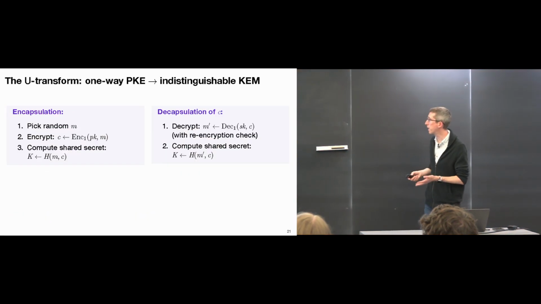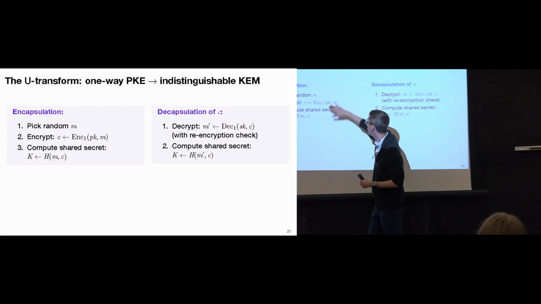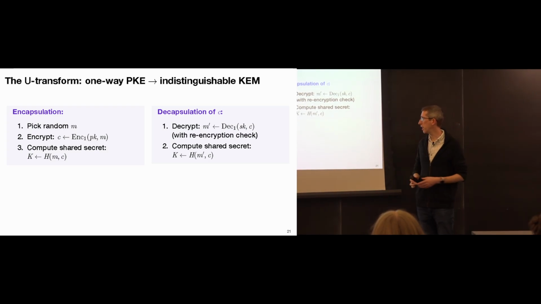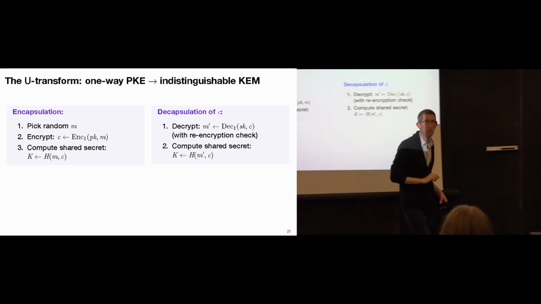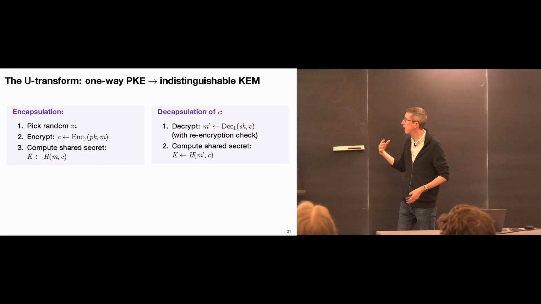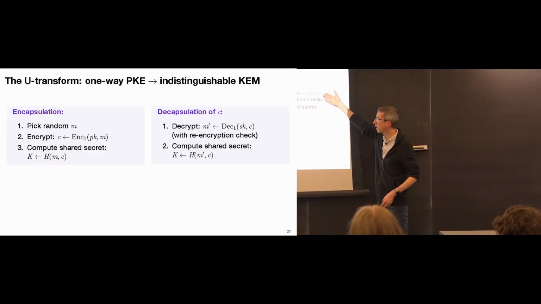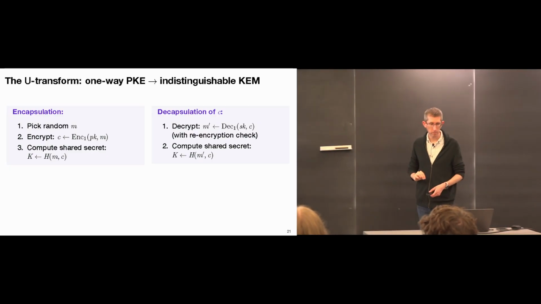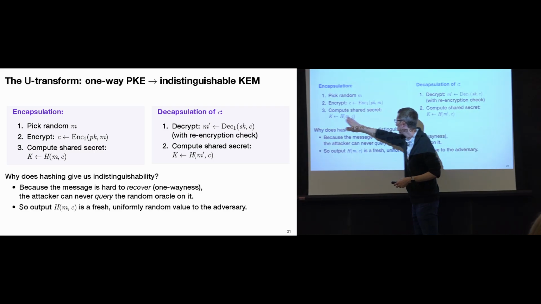So here's the U transform that does that. It's going to be built off of a deterministic public key encryption scheme. It will pick a random message, encrypt that message deterministically, and then its task is to output a shared secret, which it will compute by hashing together the random message and the derived ciphertext. And the recipient who's decapsulating can do an analogous process. They decrypt, and this decryption process does include the re-encryption check, and then they hash everything together to compute the shared secret. All we've really done to lift things up is hash the message and ciphertext together.